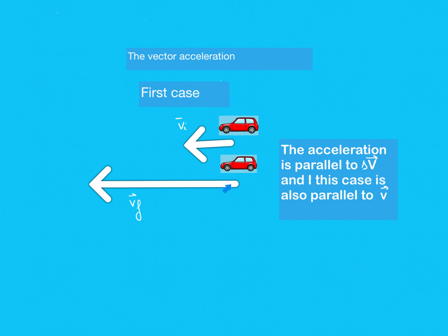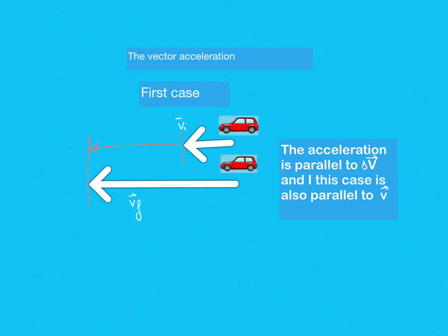The other one, at a later time, is going at this velocity. So the car is the same car. The car has increased its velocity in a certain amount of time. What is the change in the velocity? The change in the velocity is here. This is the change in the velocity. Is it a positive change in the velocity?